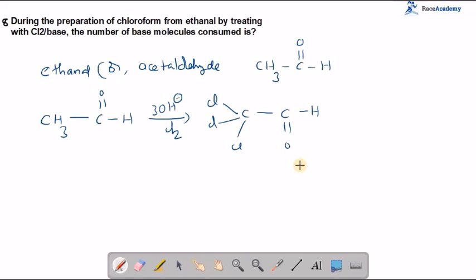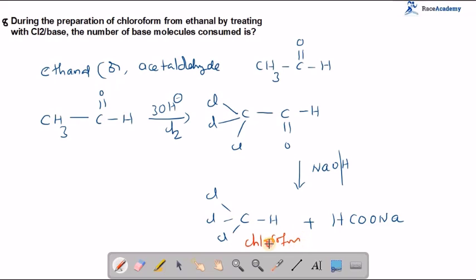Okay, then if you treat this one with sodium hydroxide, then what will happen? This sodium forms the salt of the carboxylic acid, that is HCOONa, with this trichloroacetaldehyde, called chloral, plus the chloroform. Chloroform is trichloromethane. This is chloroform. So we got the chloroform here.